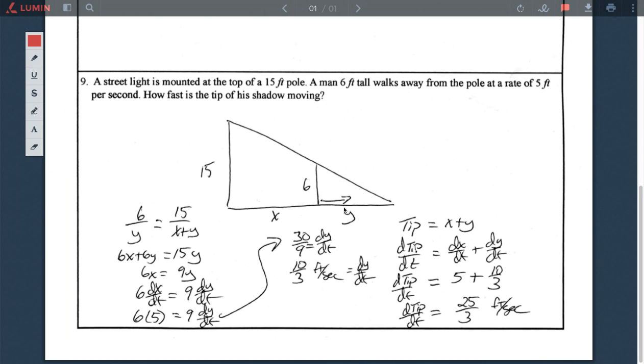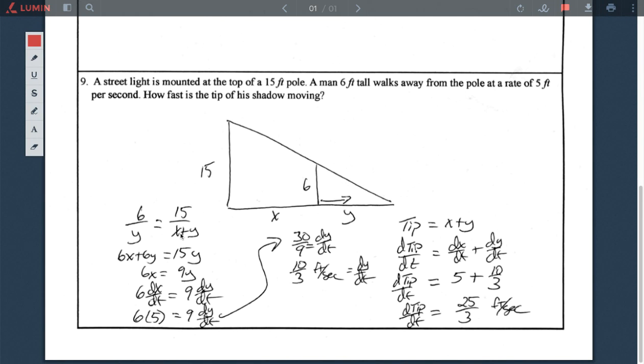So I'm going to label this X. I'm going to label that Y. Then we set up our proportion. So the 6 and the Y are in the same triangle. The 15 and the X plus Y are in the same triangle. So that's why I have 6 over Y and 15 over X plus Y. Another way to do it would be 6 over 15 equals Y over X plus Y. You can set up a ratio many ways and get the right answer.